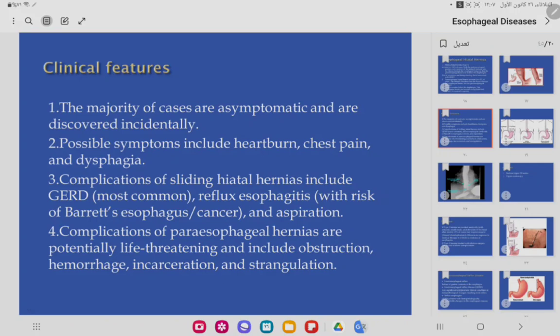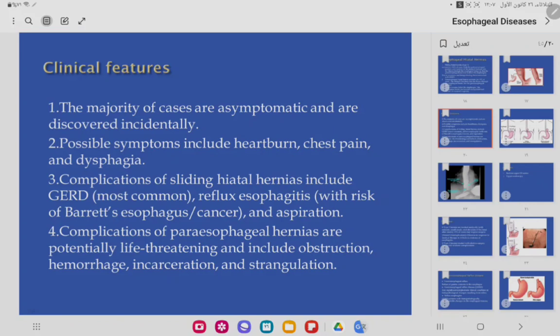We'll go through that. Clinical features range from asymptomatic to debilitating symptoms like heartburn, chest pain, and dysphagia. Sliding hiatal hernias include GERD, most commonly reflux esophagitis, with the risk of Barrett's esophagus resulting from recurrent and prolonged exposure to gastric juice. This causes metaplasia, still not dysplasia, but it is important. If it progresses toward dysplasia, he might develop esophageal cancer. Okay.